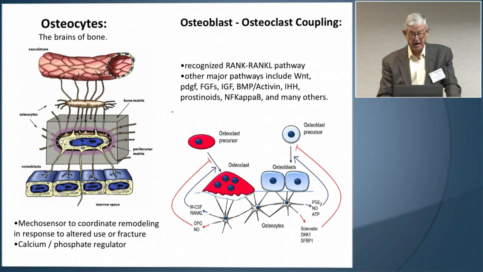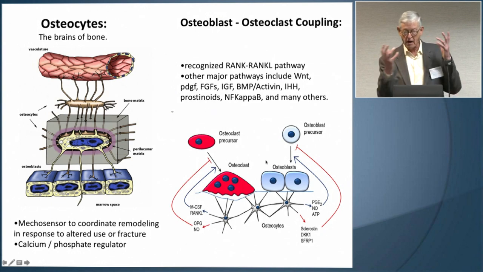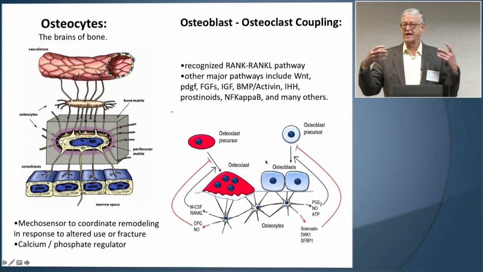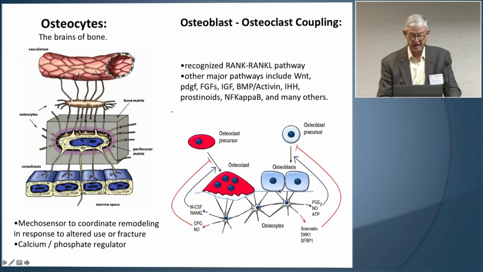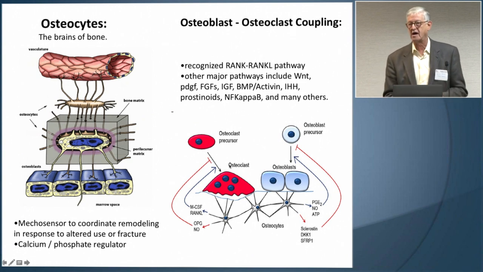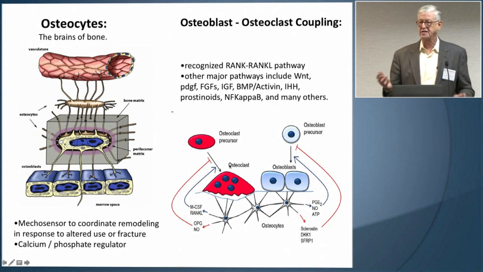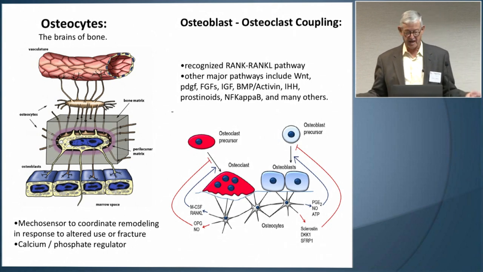And then on the other side, the other important part of this is the coupling, that is the talk that goes on between the osteoblast and the osteoclast. How do they stay coordinated? There's a huge set of pathways now that we recognize, and diseases of these pathways, all of which could be targets of genes that we need to understand.